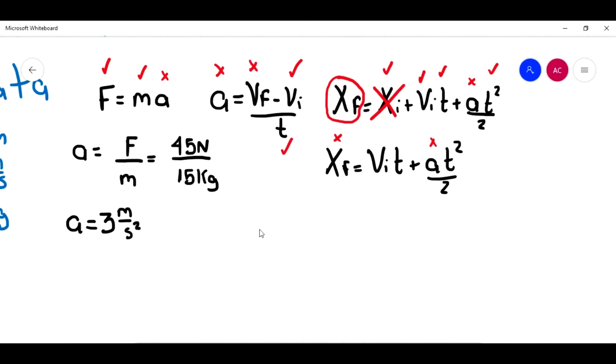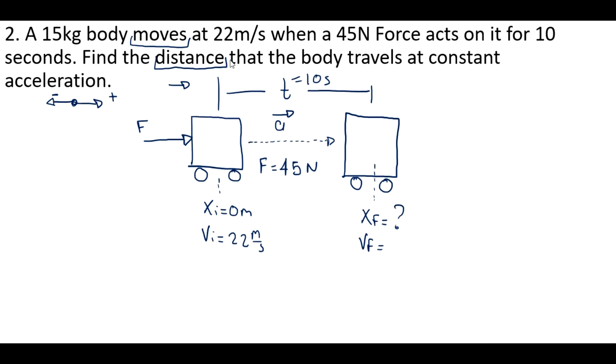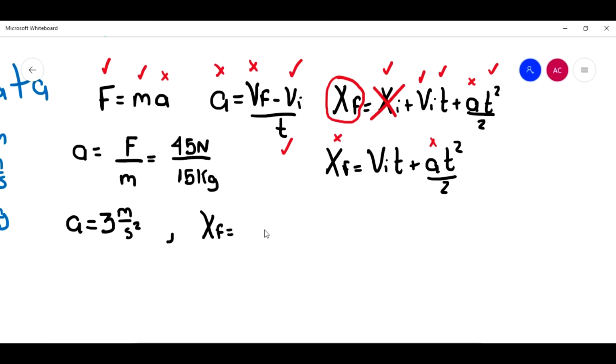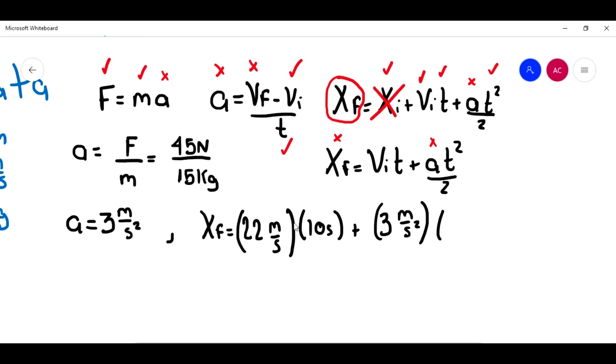Now with the value of the acceleration, I can find the final position. Final position equals the value of the initial velocity. How much is the initial velocity? 22 meters per second, and multiplies the time, that is 10 seconds, plus the value of the acceleration, 3 meters per second squared, times the time, 10 seconds raised to the square over 2.